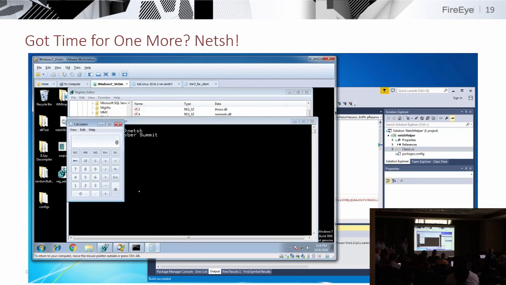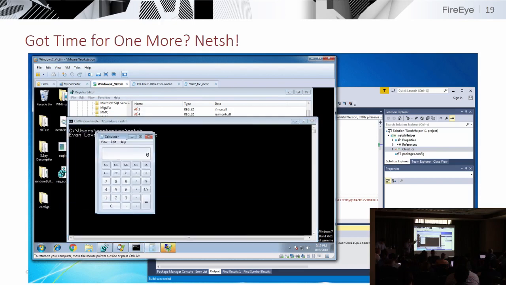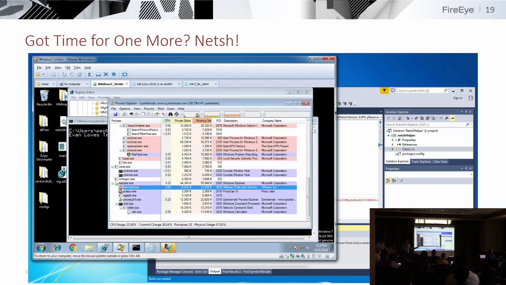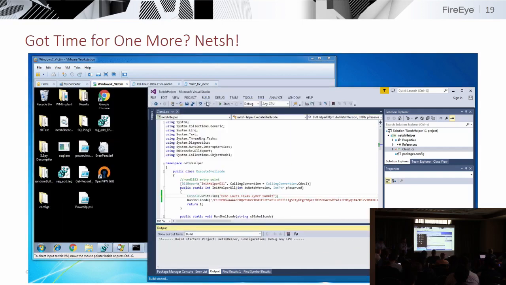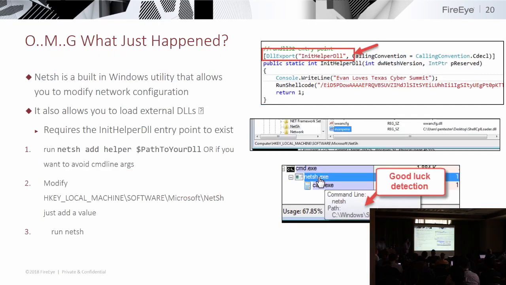Again, a native binary, right? And if you notice, it executes my calc. It also executes my string, "Evan Loves Texas Cyber Summit", all within netsh, which again is a native binary. So I can execute anything I want using any one of these LOLBins if I use the exact same approach that I'm using for every single one of them: unmanaged exports, a shellcode loader, and then just calling it the way we normally would. Next slide, please.